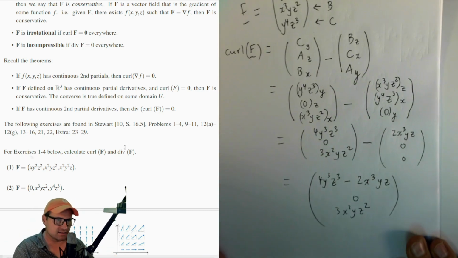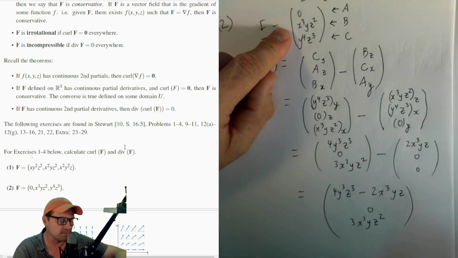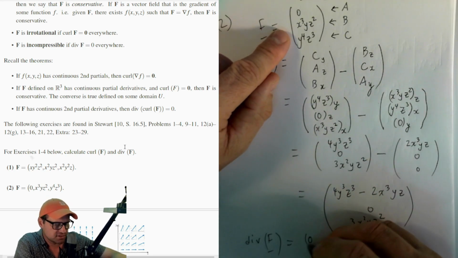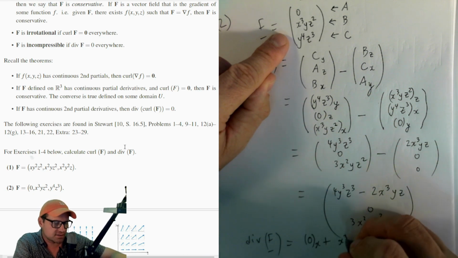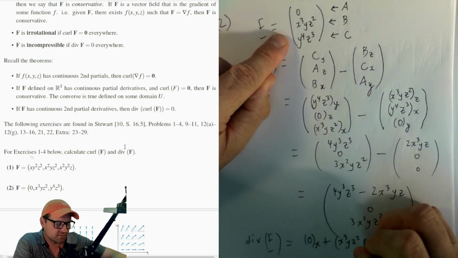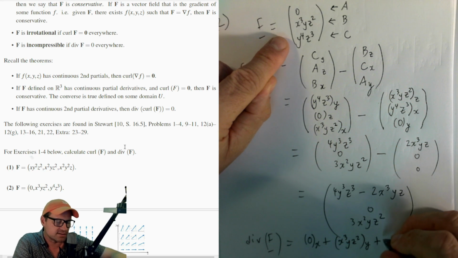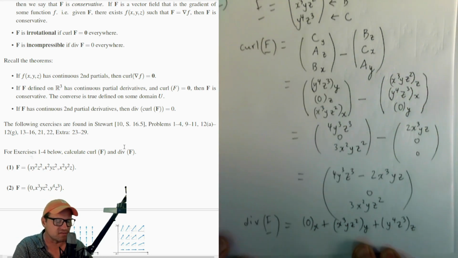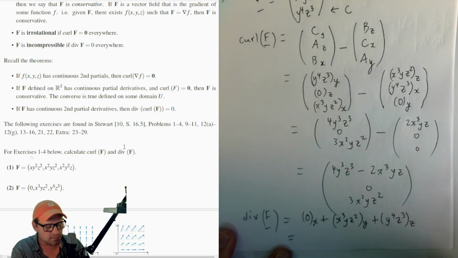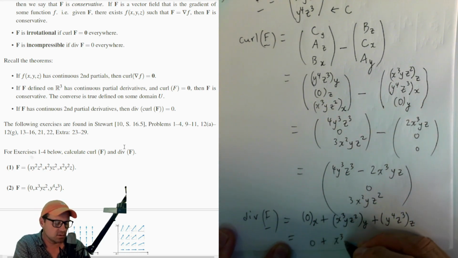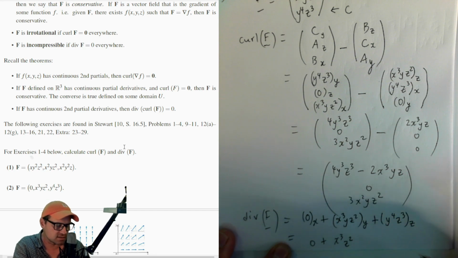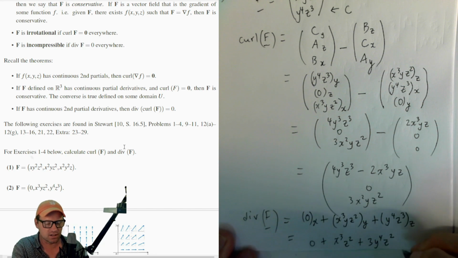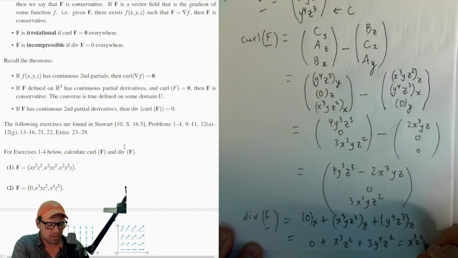Okay, so now let's take div of this function right here. So it's the sum of 0 differentiated with respect to x plus x cubed y z squared differentiated with respect to y plus y to the 4th z cubed differentiated with respect to z. Simplifying these and adding that together, we have 0 plus x cubed z squared plus 3y to the 4th z squared. These two are not like terms, so we just have x cubed z squared plus 3y to the 4th z squared for div.